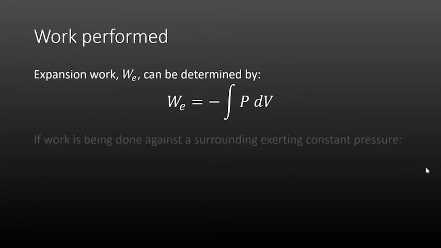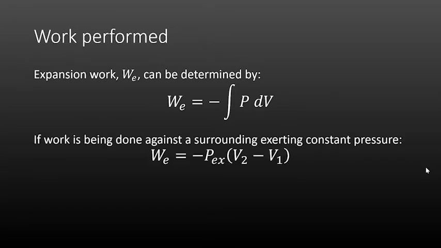Expansion work can be determined by the negative integral of pressure times the differential change in volume. The negative sign provided here is just for our sign convention. This means that if the system expands, it performs work on the surroundings, therefore the work is negative. If the surroundings exert a constant pressure, such as our atmosphere, we can simplify the solution to just negative of the external pressure multiplied to the volume difference of the system, that is final volume minus initial volume.